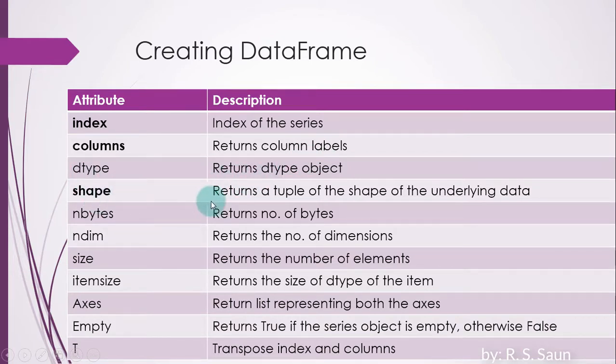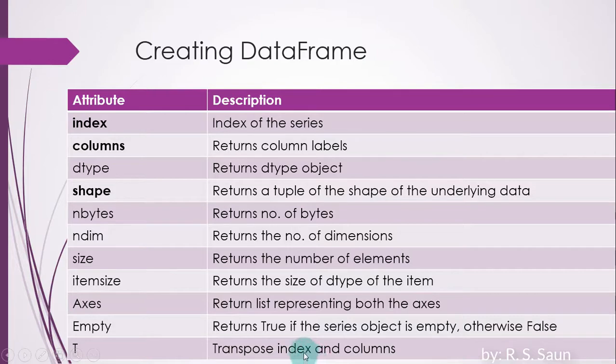Shape will return a tuple representing the shape. Nbytes will return the number of bytes, and ndim will represent the number of dimensions. Size will return the number of elements. Itemsize will return the size of the data type of the items. Axes will return the list representing both the axes. And empty will return true if the data frame object is empty, otherwise false. And T will transpose the index and columns.